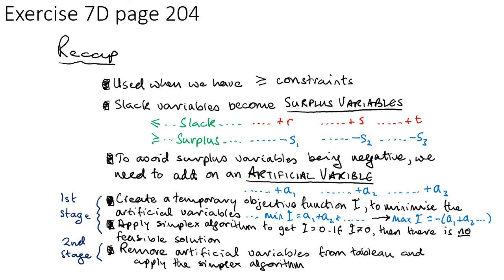So you should now be able to complete exercise 7D on page 204 of the textbook.